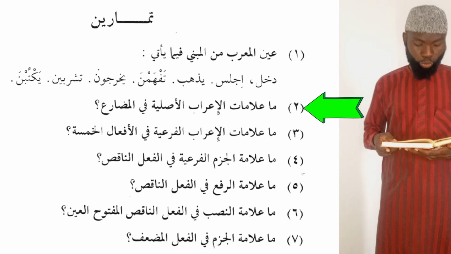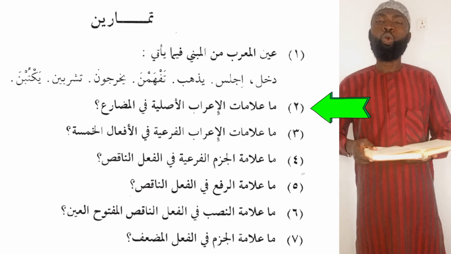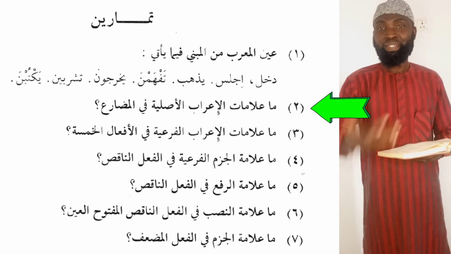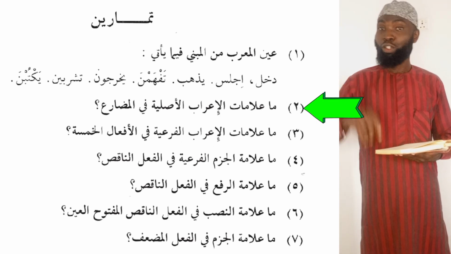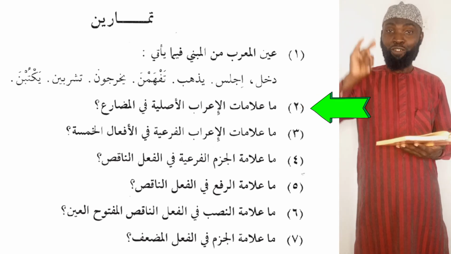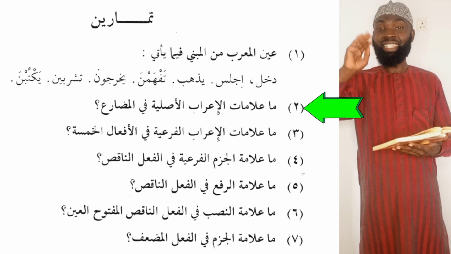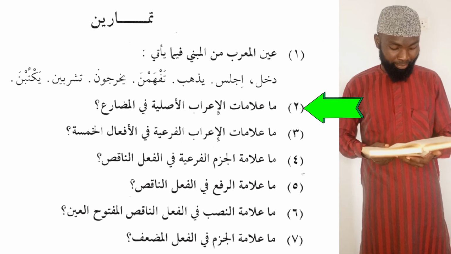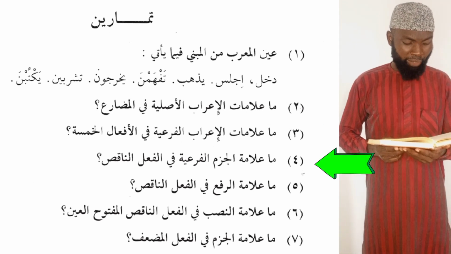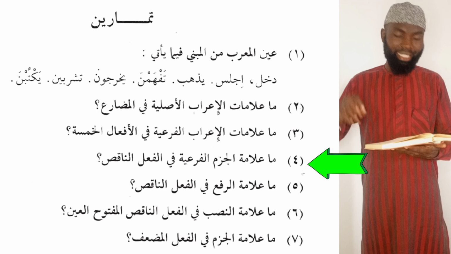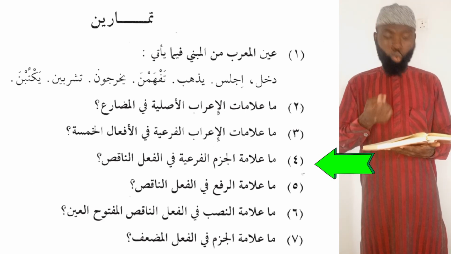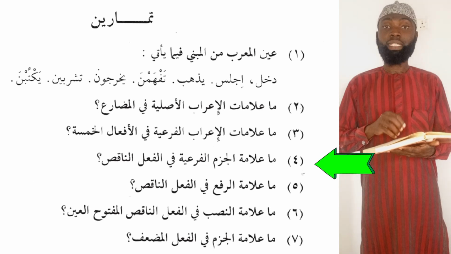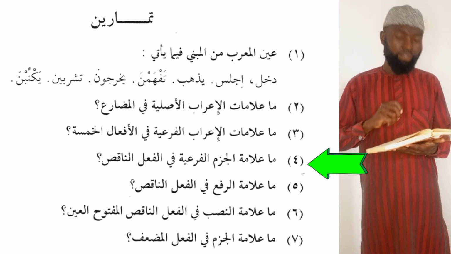Number two, we have ma alamatul i'rab al-asliya fil mudari. What are the primary signs of declension in present tense verbs? You see, alamatul i'rab al-asliya fil mudari, ad-dhamma, wal-fatha, was-sukun. These are the three primary signs that you can find in a present tense verb. Now we have ma alamatul jazm al-far'iyya fil fi'l naqis. What is the sign of sukun? The sign of jussiveness that you can see, the secondary sign of jussive that you can see on a verb which ends with what?